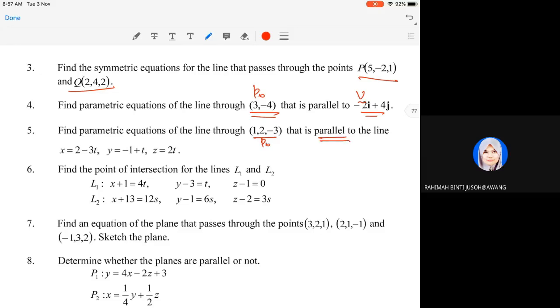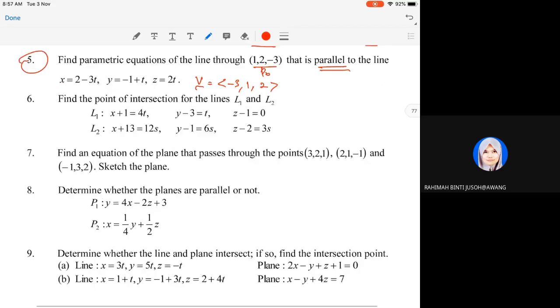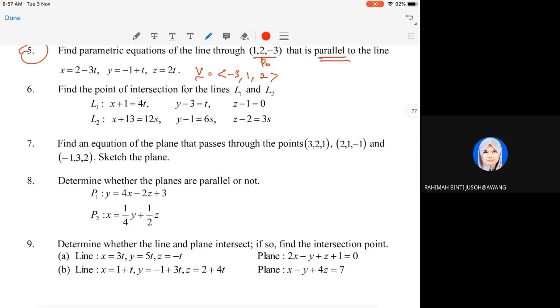Now what is the parallel vector in this question, question number 5? What is the parallel vector here? -3, 1 and 1, 2. Yes. Okay, well done. Very good. So next, question number 6. Let us do question number 6.